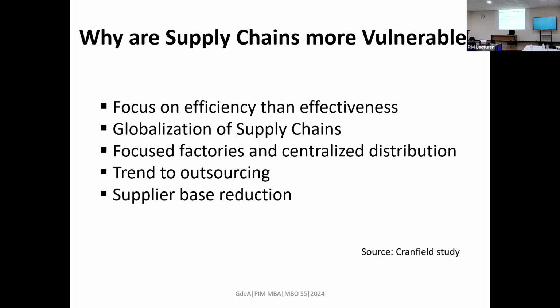So this I explained to you earlier. This is why supply chains are vulnerable, because of the focus on efficiency versus effectiveness. Supplier bases were reduced. We started outsourcing things. Supply chains are global. All that is impacting the supply chains. So Cranfield University in the UK did a study and found these vulnerabilities, why supply chains became vulnerable in the last so many years. And that's why suddenly the peak point was COVID.